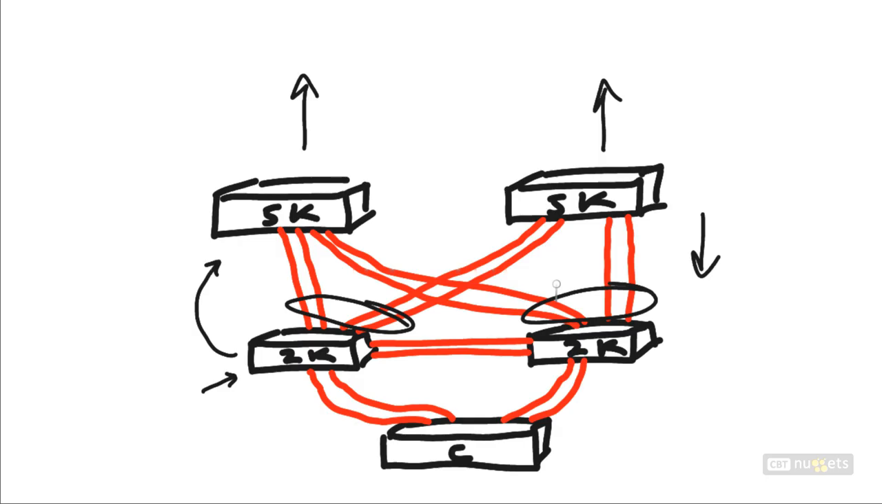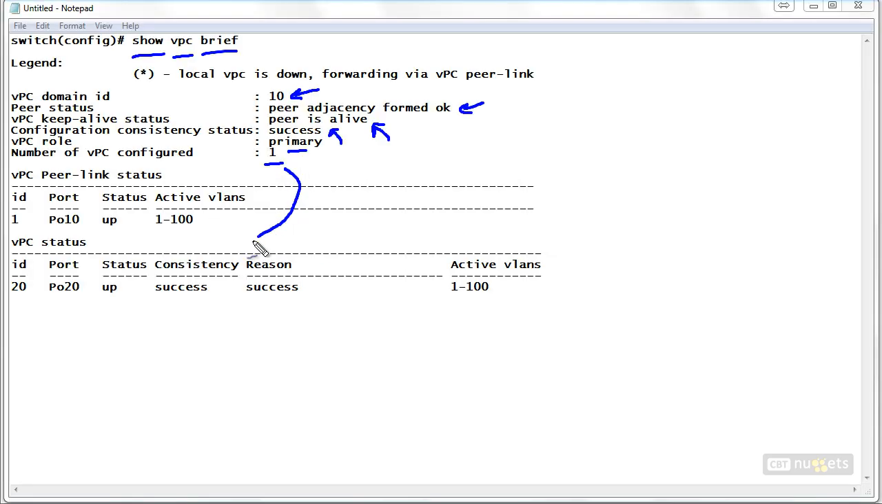Configured on this device is 1. What is that virtual port channel? It's down here. It's got an ID of 20. It's port channel 20 is what we've named it. It's up. Its consistency is a success. And we're allowing VLANs 1 through 100 over this virtual port channel.